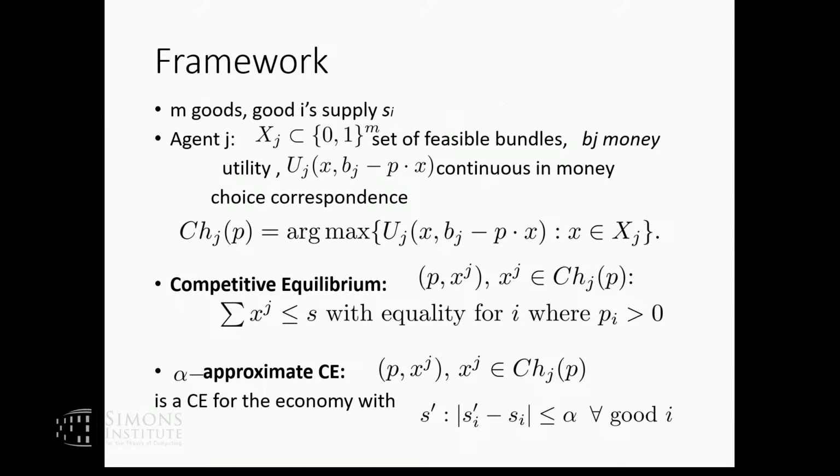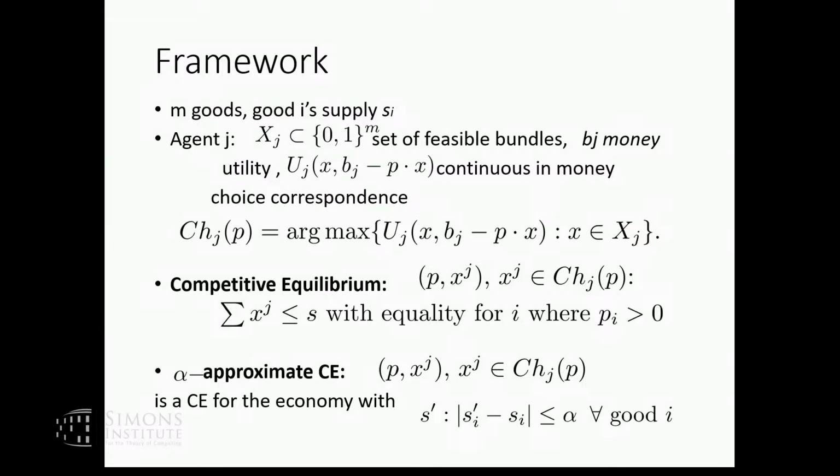So the framework is that we have M goods, and each good i has supply S_i. An agent has a utility over a bundle x in the subset of feasible bundles. The utility depends on which bundle I'm consuming and how much money is left over for me. I don't require quasi-linearity at all. I assume only that this utility is continuous in money and strictly decreasing.